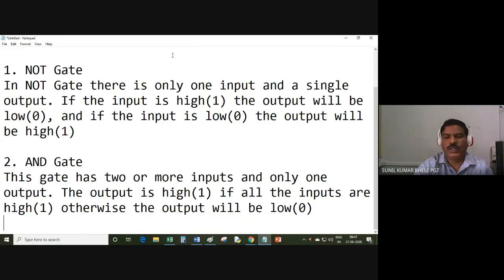So how to create an AND gate? What is the symbol of AND gate? First you note down these lines. This gate has two or more inputs and only one output. The output is high if all the inputs are high, otherwise the output will be low. In other words, if all the inputs are 1, the output is 1, otherwise the output will be 0.